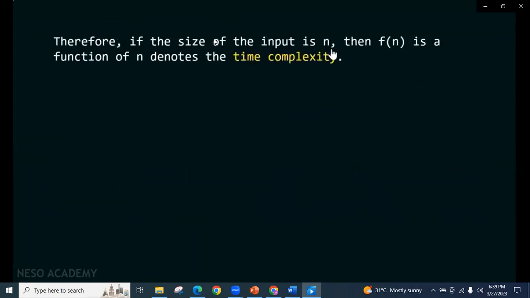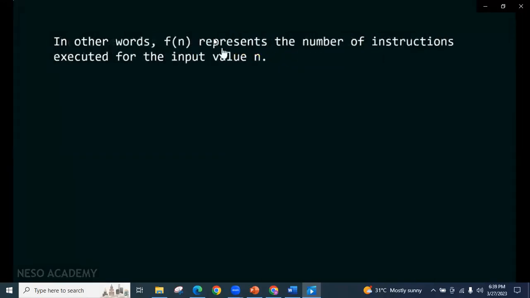Therefore, if the size of the input is n, then f(n) is a function of n which denotes the time complexity. It depends on input n. Or in other words, I can say f(n) represents the number of instructions executed for the input value n. Let's consider an example to understand this statement.